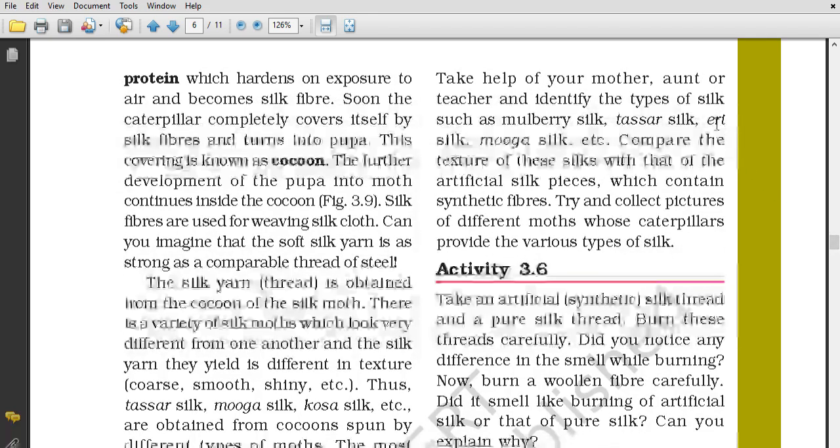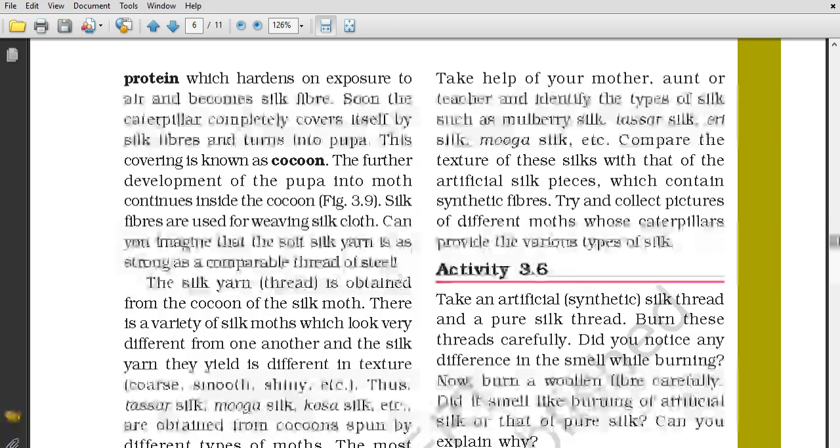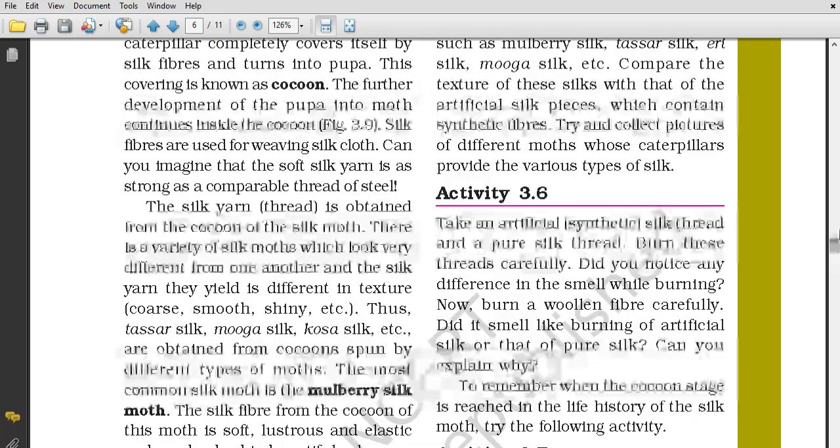Then we have to compare the texture of these silks with that of the artificial silk pieces. Artificial means synthetic. So we have to compare the texture, how soft or how rough they are, of the artificial silk pieces with the natural silk pieces. We have to collect pictures of different moths whose caterpillars provide the various types of silk.